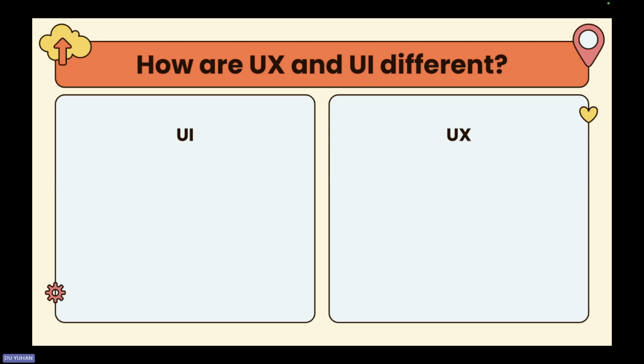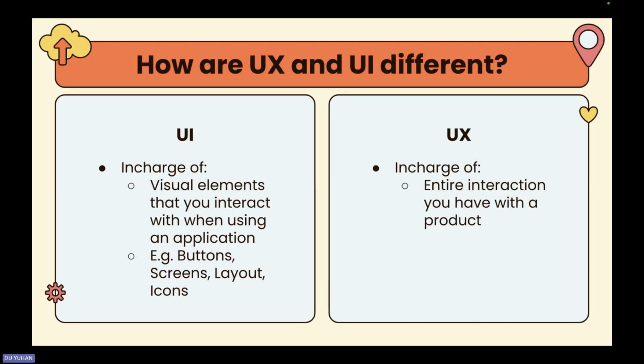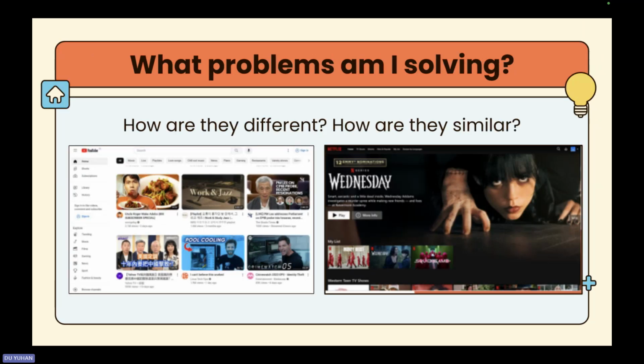Starting off, you might be wondering, how is UX and UI different? UI focuses more on the design aspect, where it puts more emphasis on the buttons, the layouts, etc. While UX, we focus more on the flow of the app and how we can better suit our users' needs.